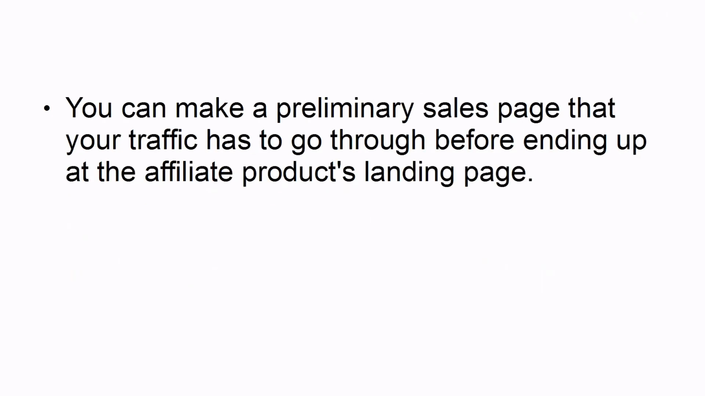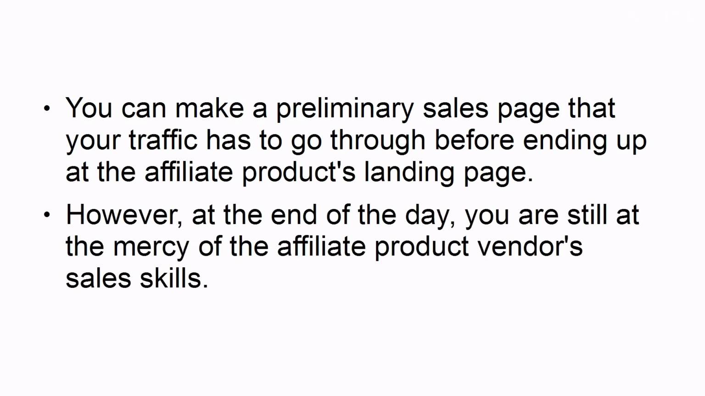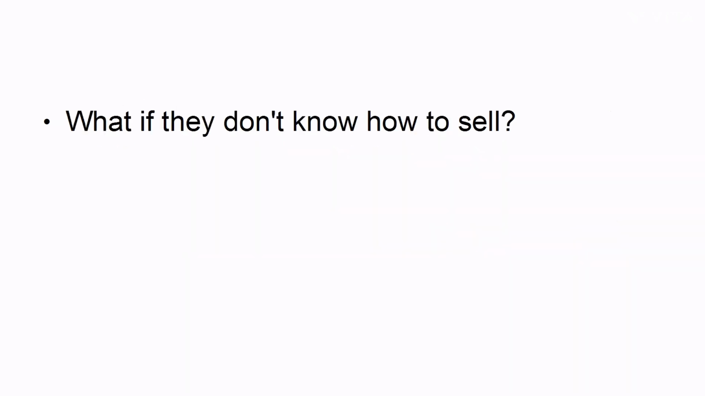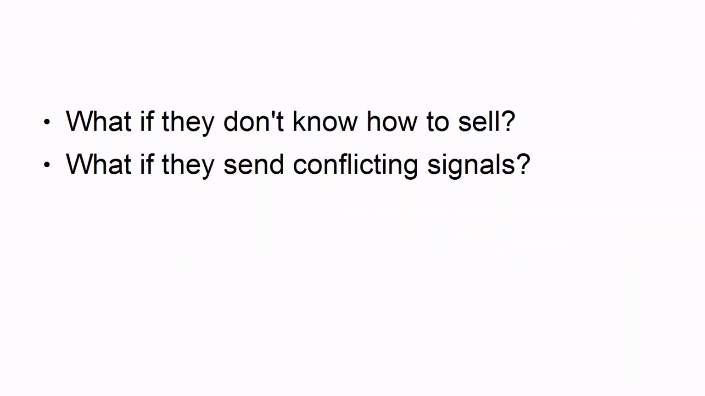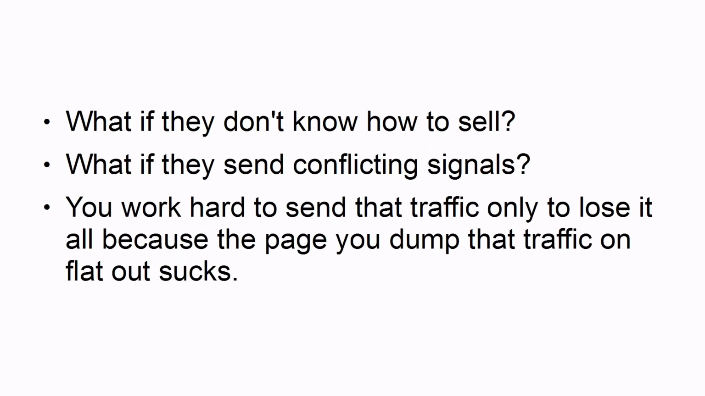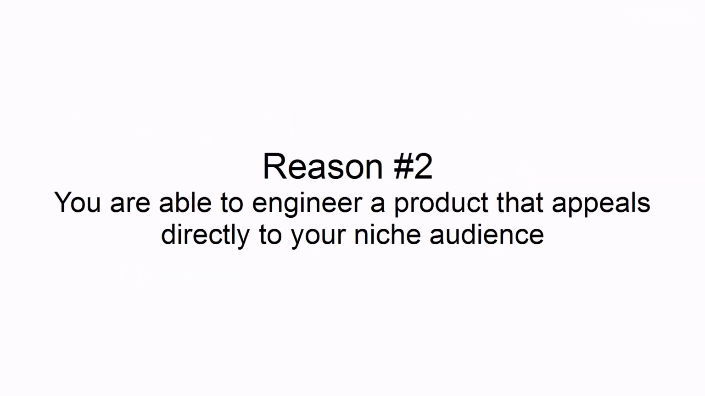You can make a preliminary sales page that your traffic has to go through before ending up at the affiliate product's landing page. However, at the end of the day, you are still at the mercy of the affiliate product's vendor sales skills. What if they don't know how to sell? What if they send conflicting signals? You work hard to send that traffic only to lose it all because that page you dumped the traffic on flat out sucks.